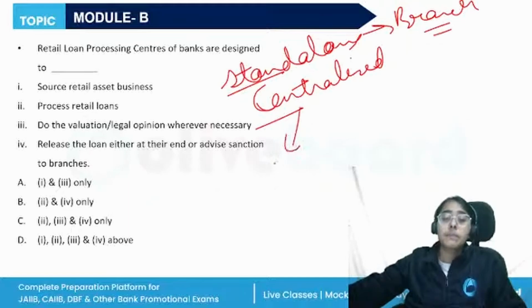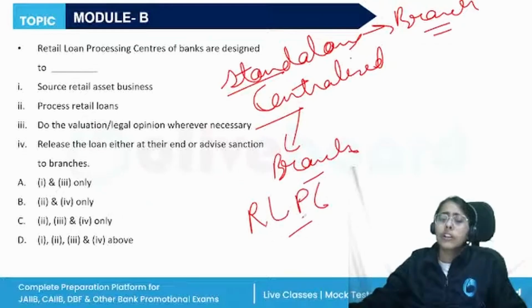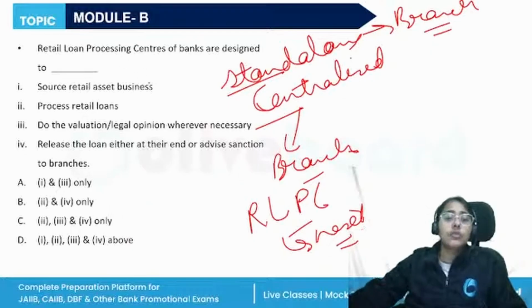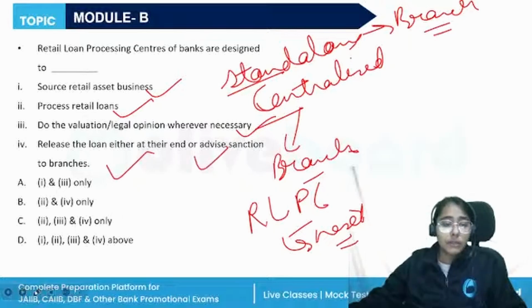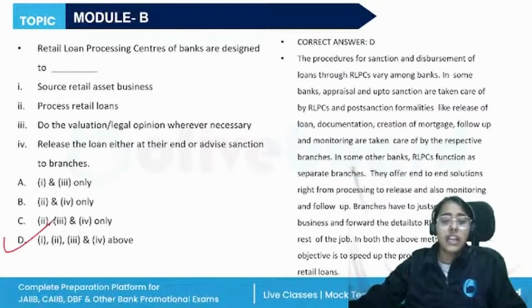Centralized, what happens is from the branch, the application is sent to the RLPC or the loan processing hub or factory. There, the next steps are done: verification of documents, decision on the sanction, disbursement, follow-up, right? So the retail loan processing centers are designed to source retail asset business, process the retail loans, do the valuation or legal opinion, release the loan either at their end or advise the sanction to the branches. So the correct answer will be option D, 1, 2, 3, and 4 for the sanction and disbursement of loans through the RLPC.